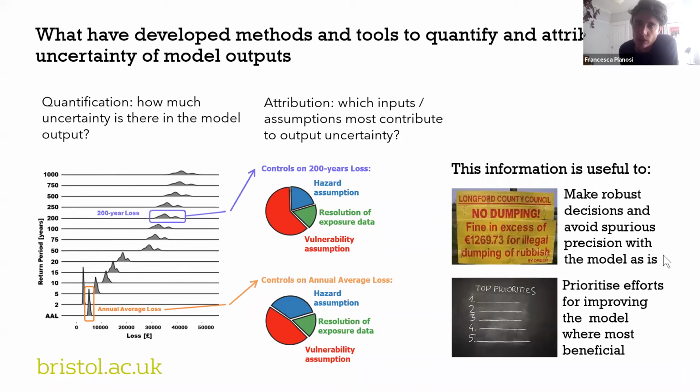The other reason why it's useful is because it helps us prioritize the efforts if we want to improve the model, by telling us which inputs are mostly controlling the uncertainty in the output. It tells us where we should invest first into getting better quality data or testing more uncertain modeling assumptions, because that would lead to the highest reduction in output uncertainty.